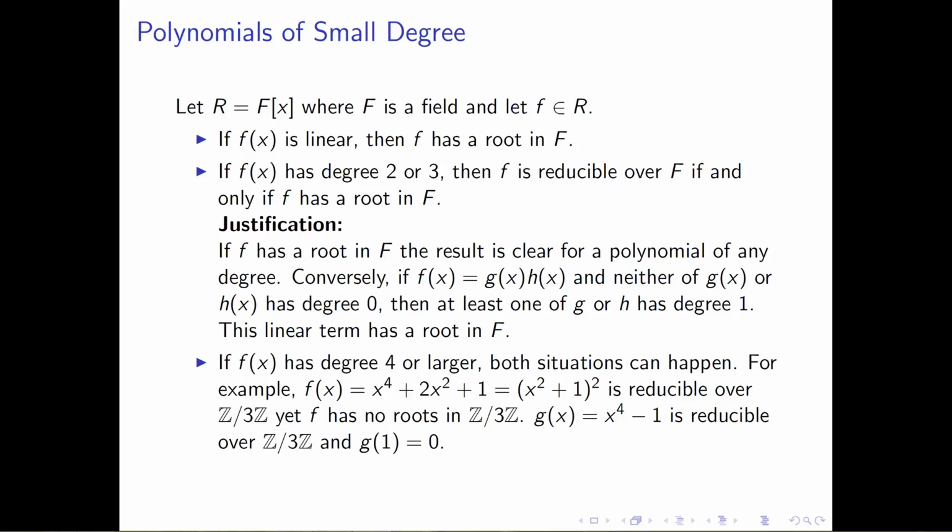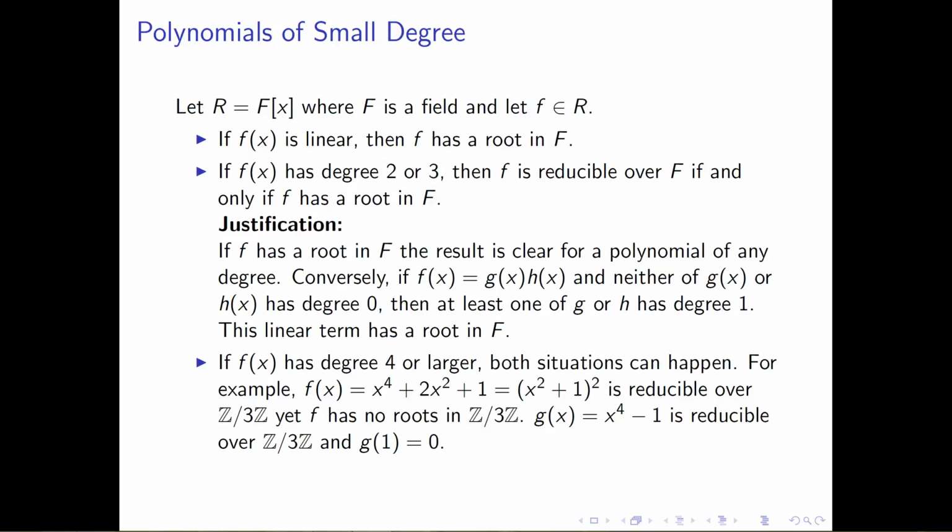So what do I mean by that? For example, let's take this polynomial f of x, which is x^4 + 2x^2 + 1. That factors as (x^2 + 1)(x^2 + 1). That's going to be reducible over Z mod 3 because I've written it as the product of x^2 + 1 and x^2 + 1. It's going to be reducible everywhere. However, the polynomial x^4 + 2x^2 + 1 doesn't have any roots in Z mod 3.